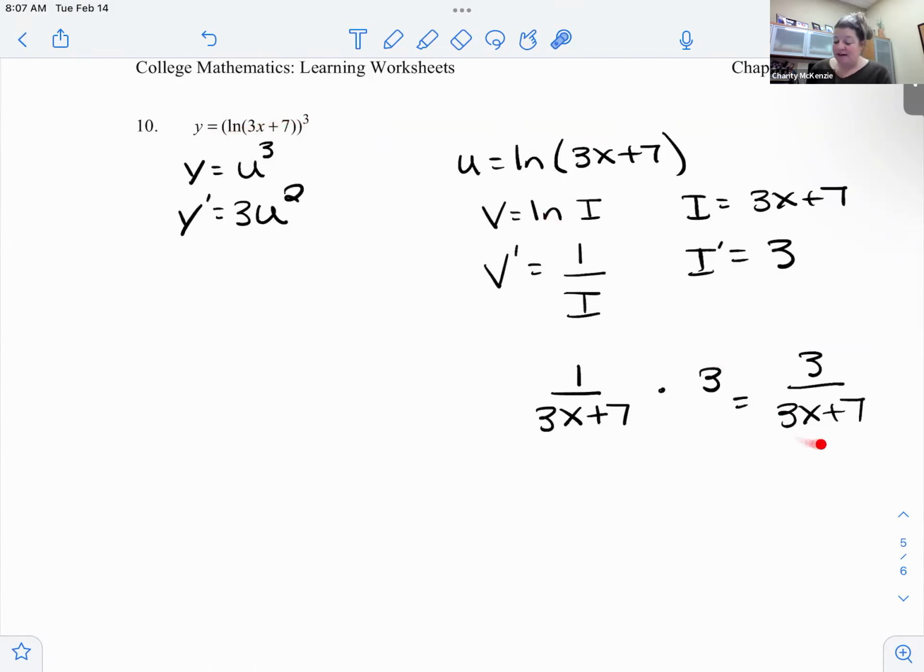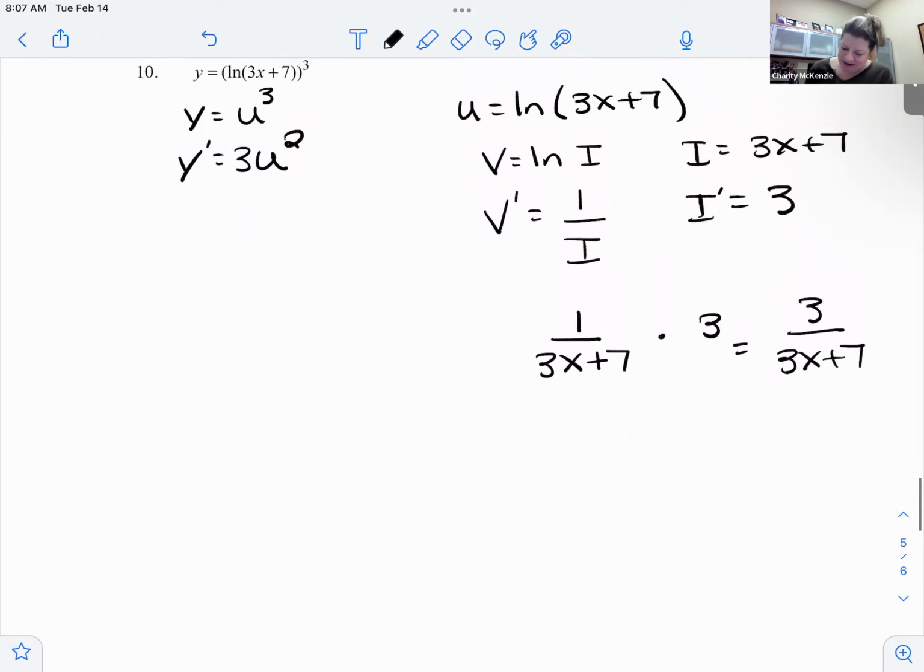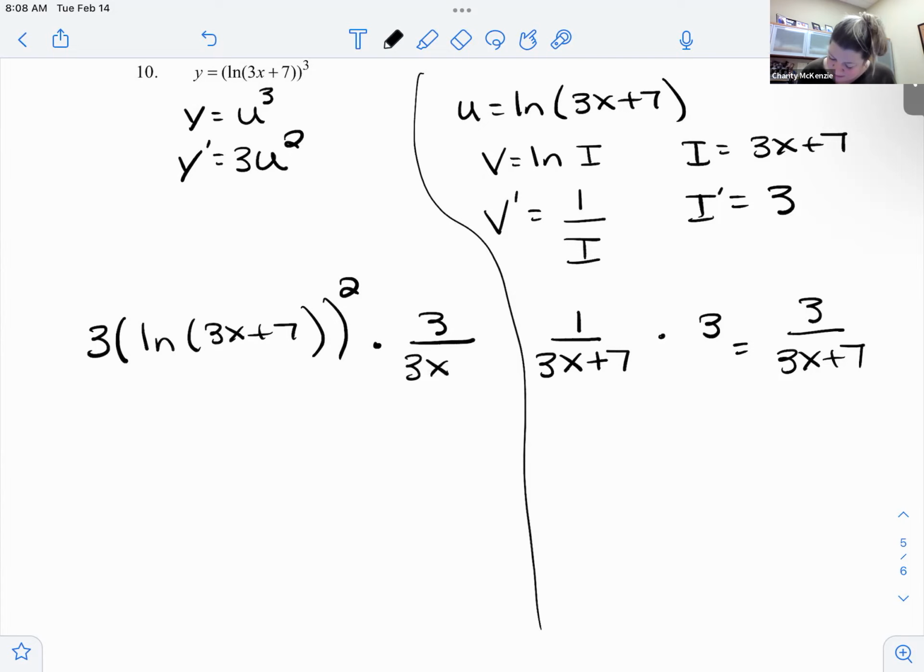So now we finally got the derivative of the inside. It took us 2 parts. Now we can put this together. So we times this by this, but we have to put u back in. So I did on my paper, I did 3, put the u back in. Oh, wait, the full u has got the log. The full u is log of 3x plus 7. So I'm going to have 3 times that squared. And then I'm going to times that by 3 over, I'm going to put a line here, 3x plus 7.